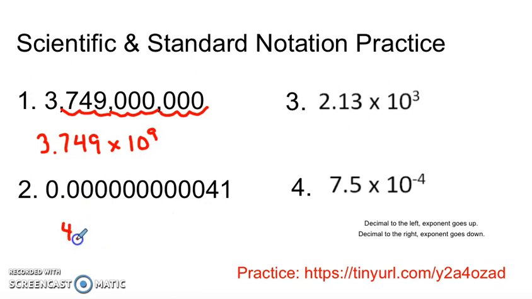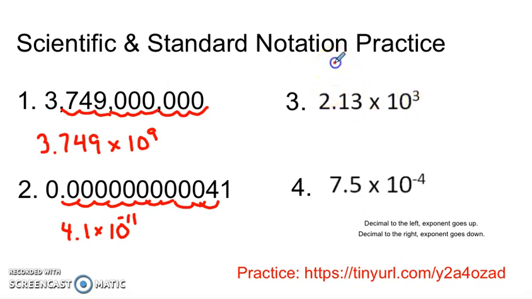You know you're going to have 4.1, because those are the non-zero digits that are remaining, times 10 to something. So that something will be determined on the decimal. And remember, when decimal goes to the right, the exponent goes down. So this will be a negative number. -1, -2, -3, -4, -5, -6, -7, -8, -9, -10, -11. So that would be 4.1 times 10 to the -11th power, and that would be the scientific notation there.